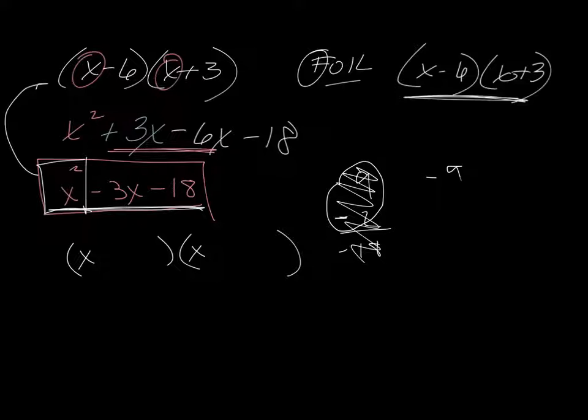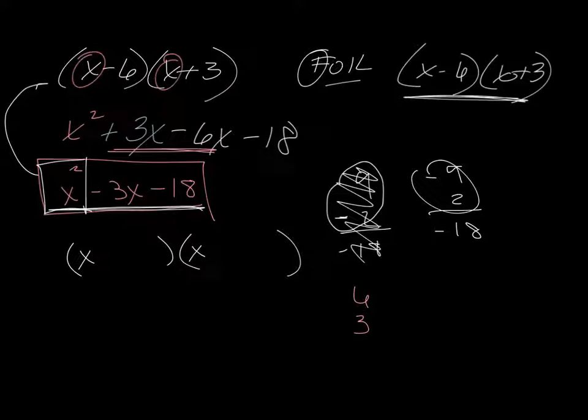How about negative 9 times positive 2? That gives me negative 18. But when I add them, what do I get? I get negative 7. So I get a negative, but I don't get my 3. So neither one of those is going to work for me. So I keep looking. Let's see, what else multiplied together gives me 18?